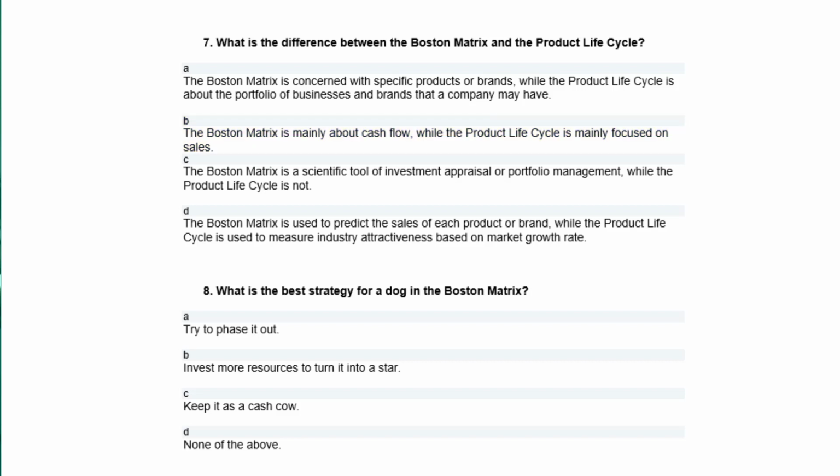And what's the best strategy for a dog in the Boston matrix? A, phase it out. B, invest more resources to turn it into a star. C, keep it in as a cash cow. And D, none of the above. Well, I hope and I trust by now you realise the best strategy for a dog in decline is to phase it out.